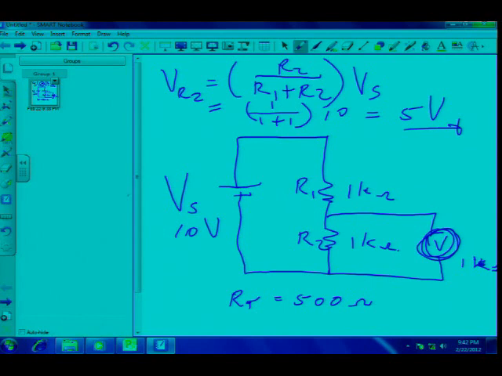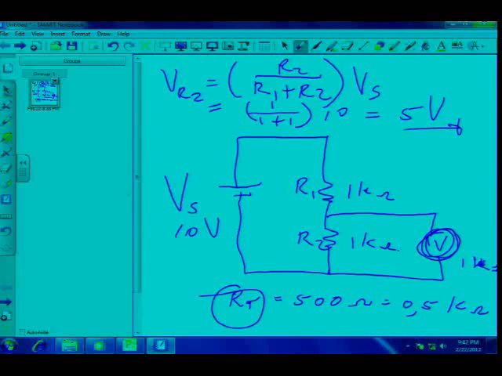Just for simplicity's sake, let's keep this as 0.5 kilo ohms, no? So if I go and put these values in my voltage divider formula now, remember now R2 has changed to RT because of my voltmeter. So that resistance is now not 1 kilo ohm anymore, it's only 500 ohms, half a kilo ohm.